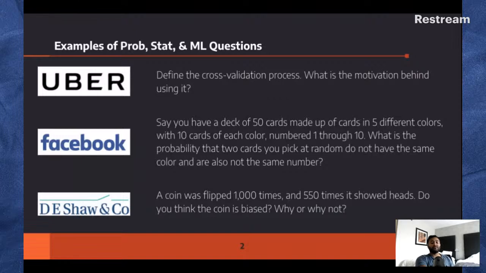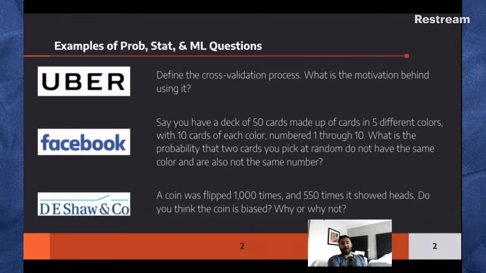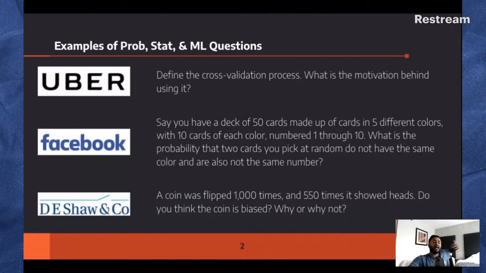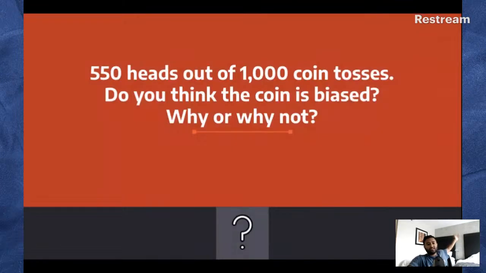You see that one, where a coin was flipped? So let's actually talk about that. That's a fun one because it kind of explains what they're looking for. So let's actually just talk about this, guys. In the audience, what do you think? Who thinks that this coin is biased?